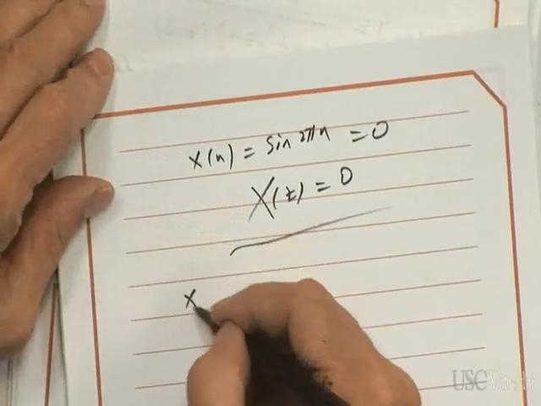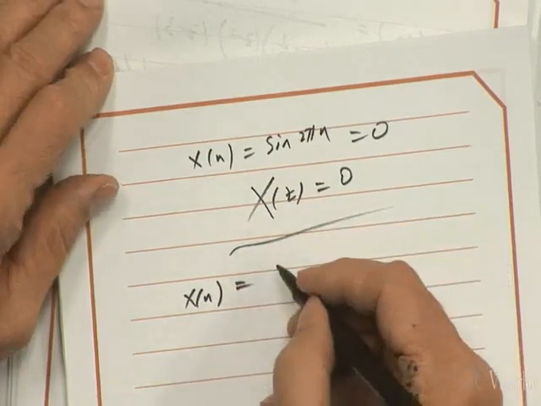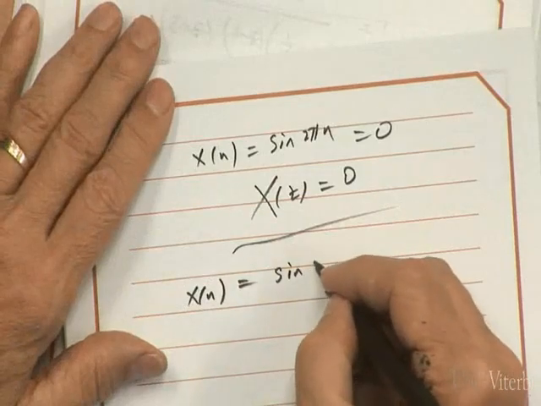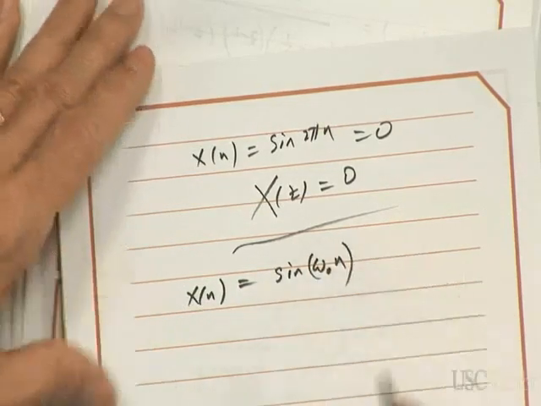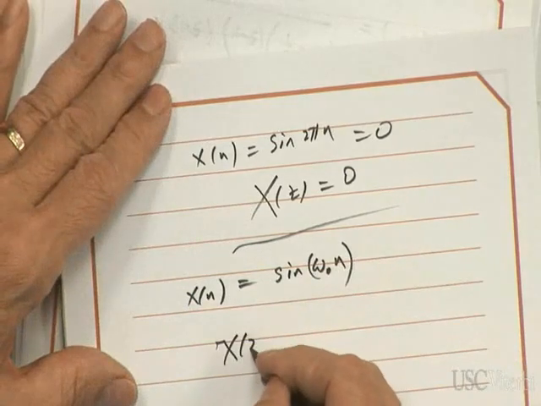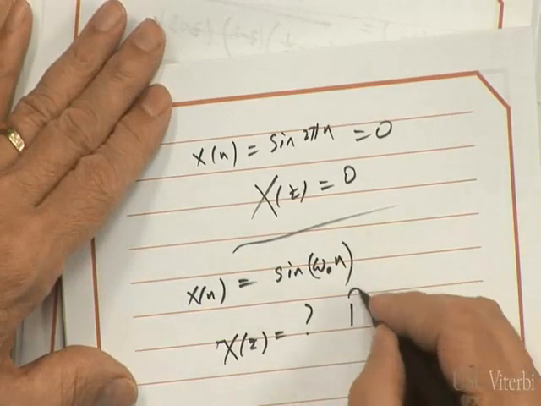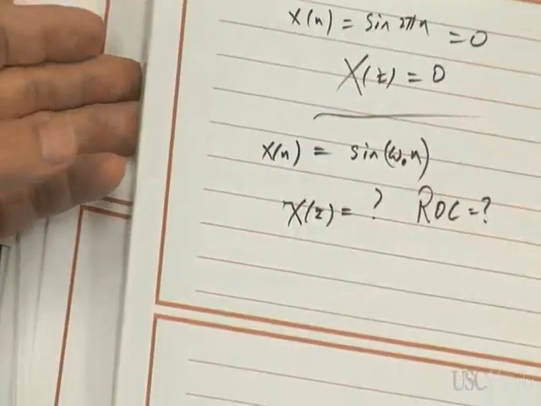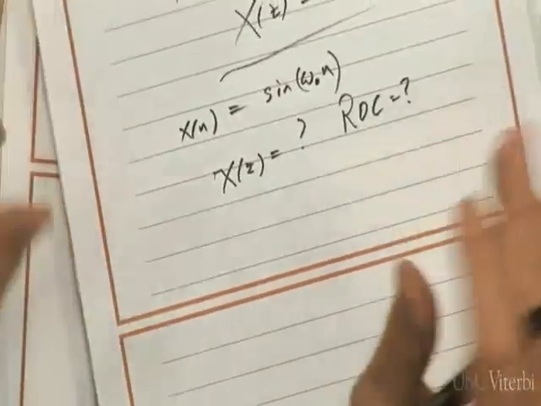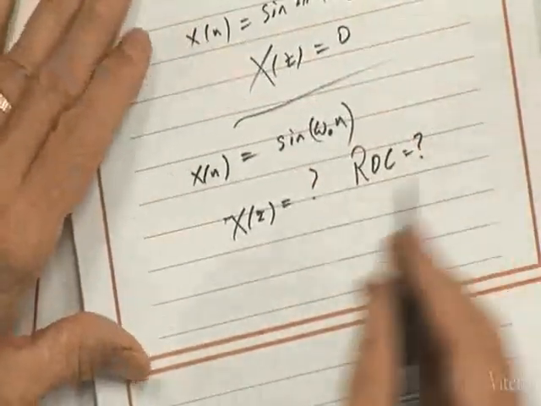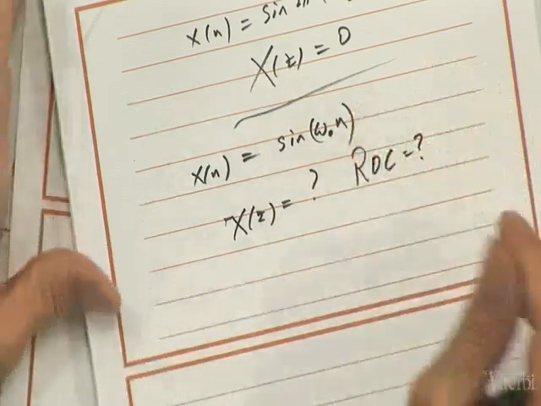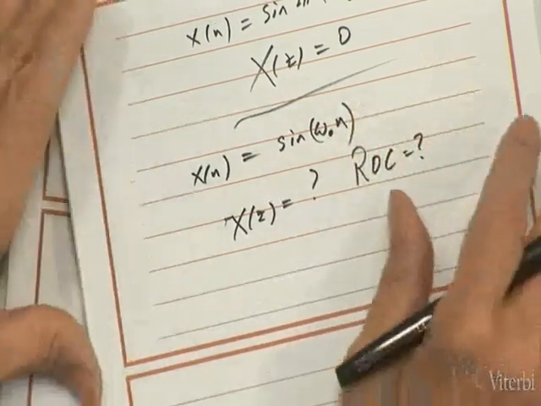Now, if on the other hand you have something like x of n equals sine of omega naught n, it's a little messier, and I ask you what X of z is, and what is the region of convergence. This is an interesting example. Here's how you do that. If you can get x of n to look like alpha to the nth power, a geometric power or something that looks like it, then you can solve it directly.